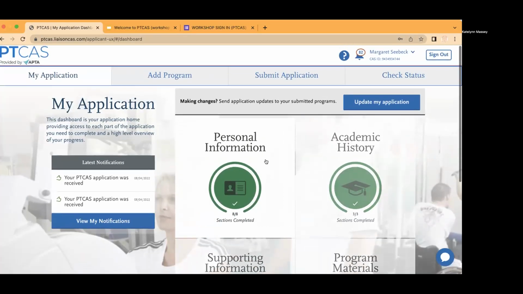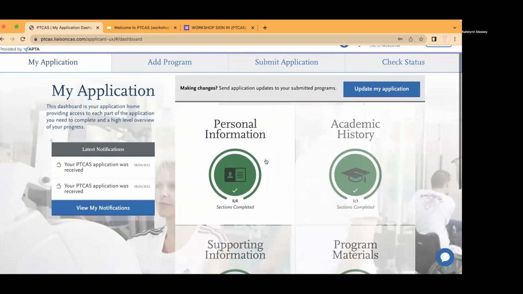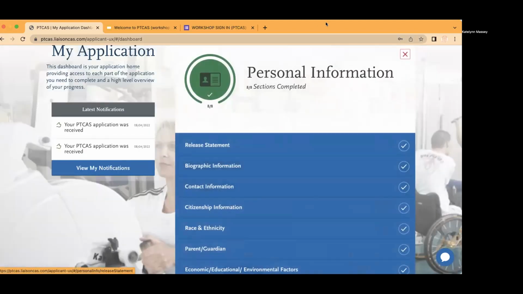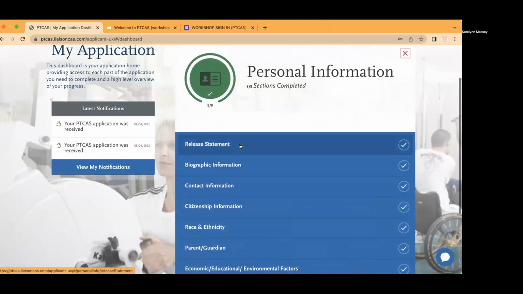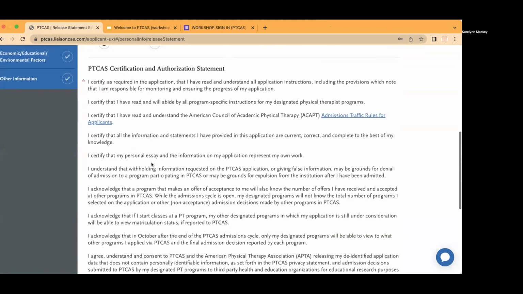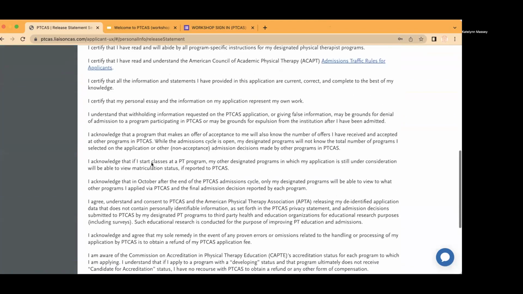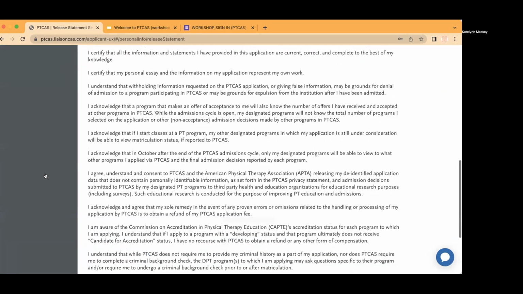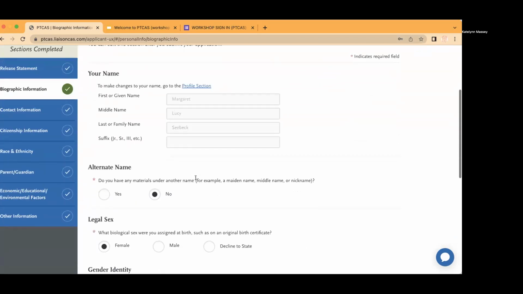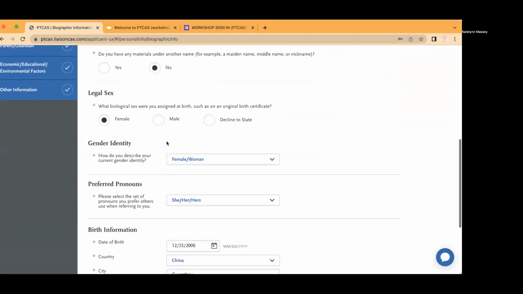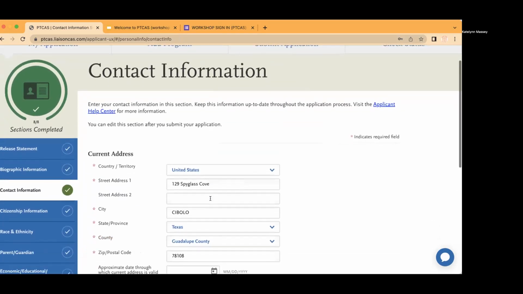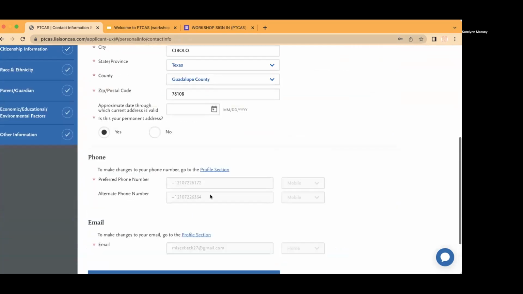So like I said, this is what it's going to look like. So you have the 4 different sections here. I'm just going to briefly go through them. Here's the personal information section. It's going to have your release statement, all these different questions, like I certify as required, kind of like the terms and conditions, basically. Really simple. Biographic information, so just your name, different names, your gender, your sex, your preferred pronouns, all that, your birth information. Contact information is just your address and then your phone number.